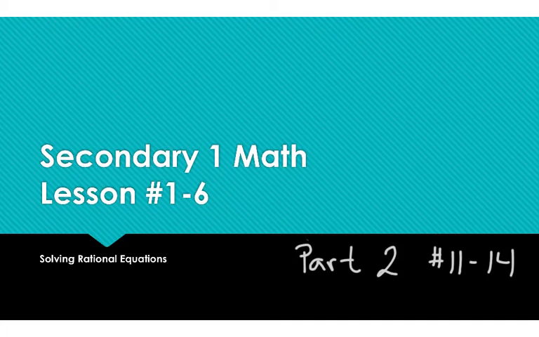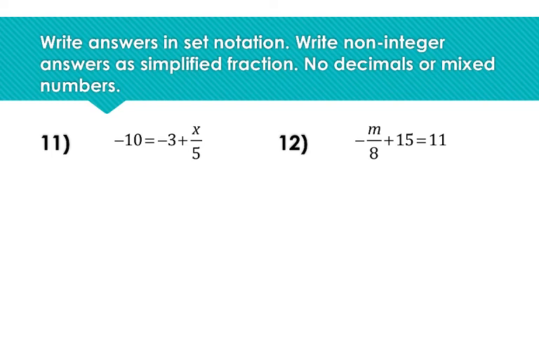This video covers Lesson 1-6, examples 11 through 14 in Secondary 1 Math. In examples 1 through 10, the first thing we would do is eliminate our denominator. We tried to simplify it out, or eliminate it, so that we could solve the equation more easily. In this case, we can't do that first. We actually need to eliminate the term next to our rational term.